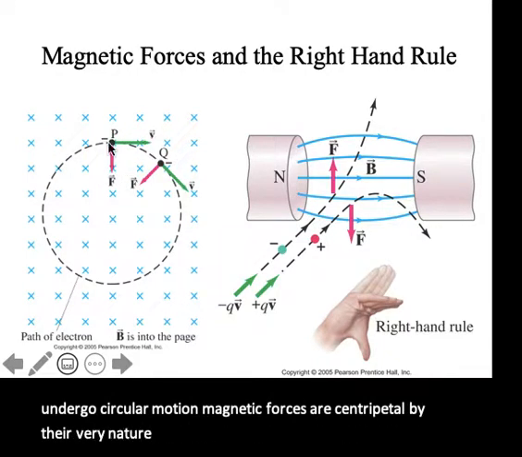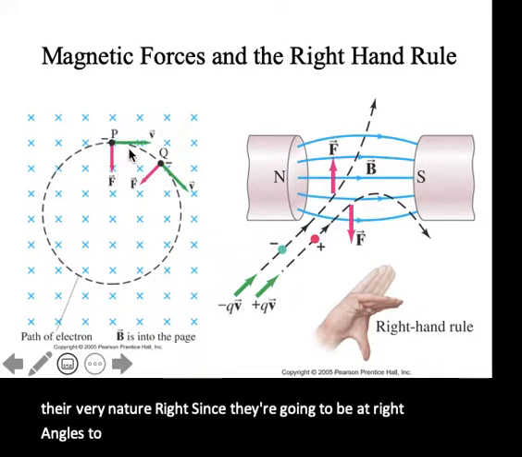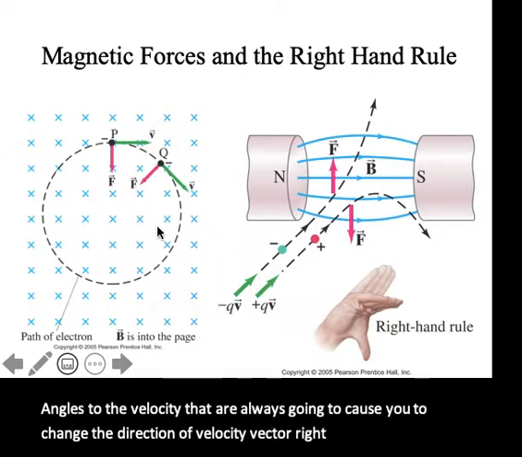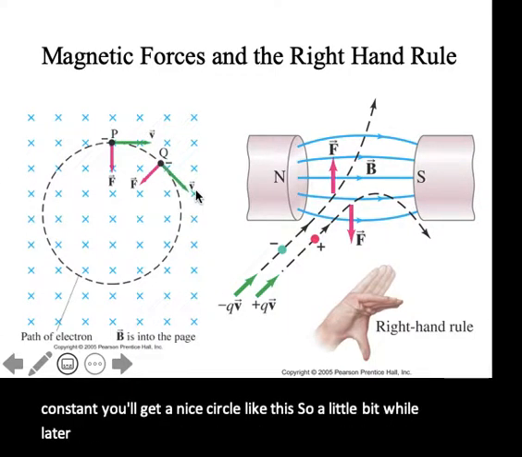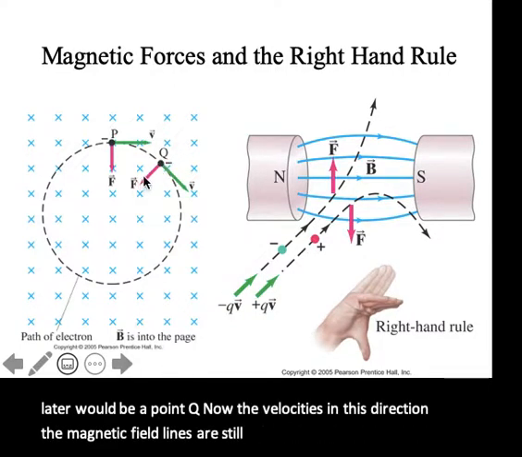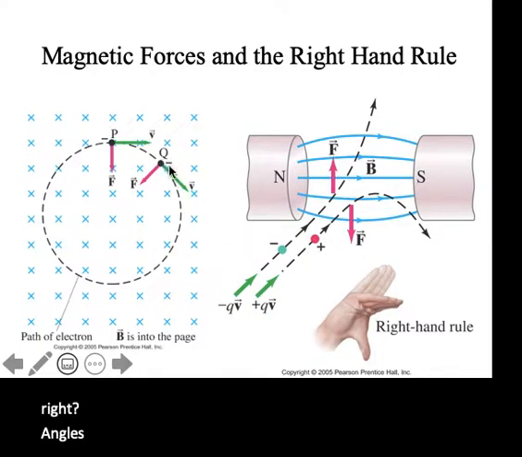Since they're going to be at right angles to the velocity, they're always going to cause you to change the direction of the velocity vector. And if everything is constant, you'll get a nice circle like this. A little while later, it'll be at point Q. Now the velocity is in this direction. The magnetic field lines are still these x's, and what's at right angles to both the green arrow and the blue arrows would be this red arrow.